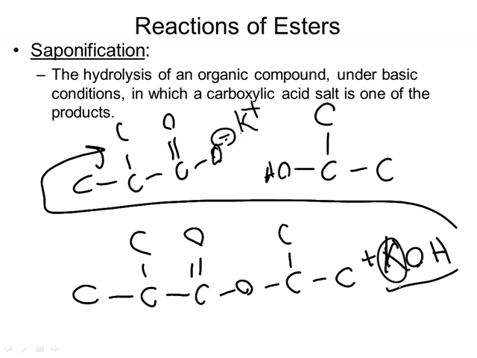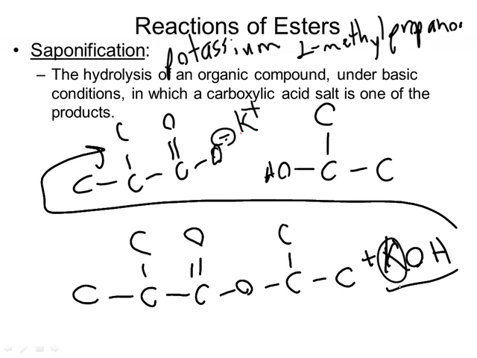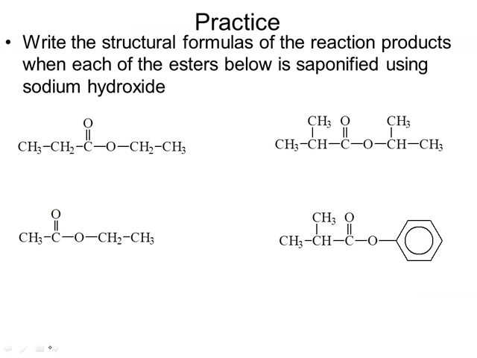So this would be potassium 2-methylpropanoate. So, and there it is, and that's saponification. So, the same 4 compounds we used before, we're going to have these undergo saponification using sodium hydroxide. So each one's going to have NaOH added to it.